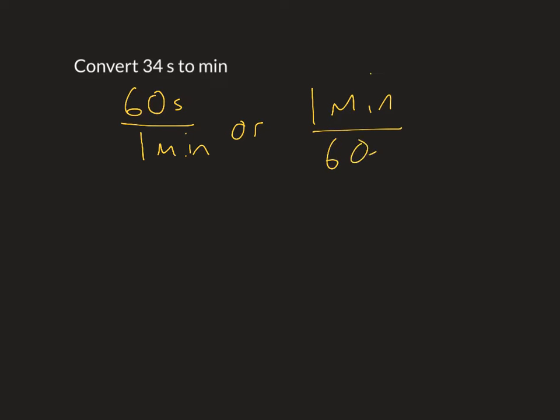So what we're going to do is say, how many of the small unit seconds fit into one of the big unit minutes? And you guys should know, hopefully, that there are 60 seconds in 1 minute, or 1 minute is made up of 60 seconds. Now we're going to take what we were given in the question, 34 seconds, and multiply it by one of those two setups. Oh, geez. Let's change that line. I don't like that.